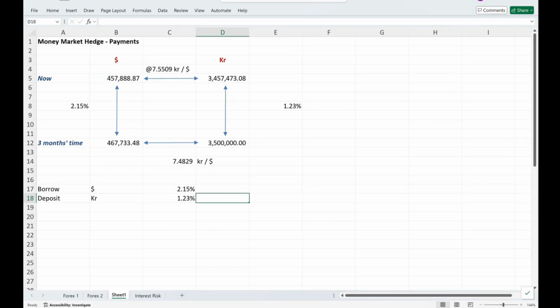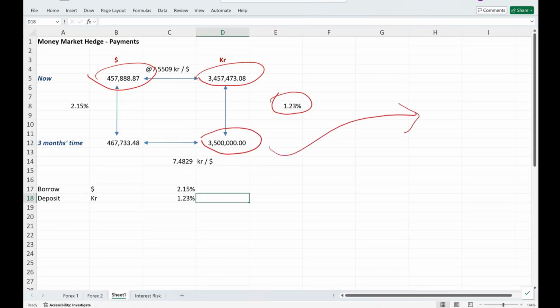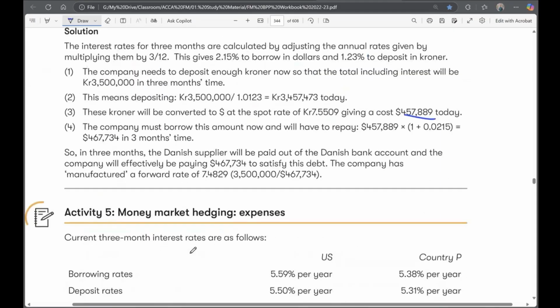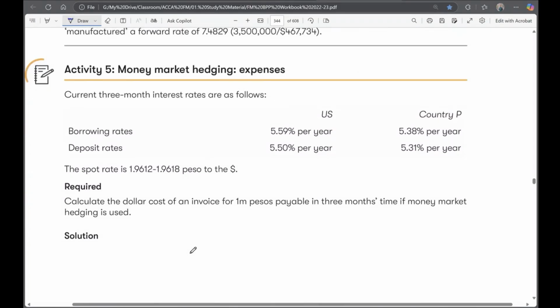Okay, the steps we need to understand. First, theoretically, we will borrow this money today, we convert into foreign currency today, and we deposit into a foreign bank account today at this rate. After 3 months, we will get this money, we will withdraw, and we will pay the supplier. And whatever loan we borrowed with this much interest, it is equal to this, pay the loan back. That is the money market hedge for payments. If you understand it, then let's try another question for it. Yeah, this question. Can we try that?